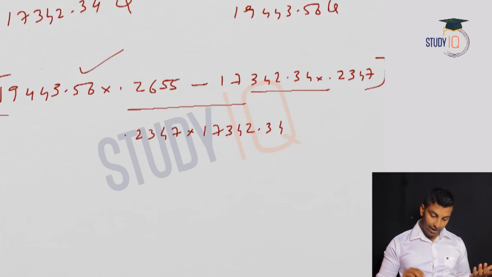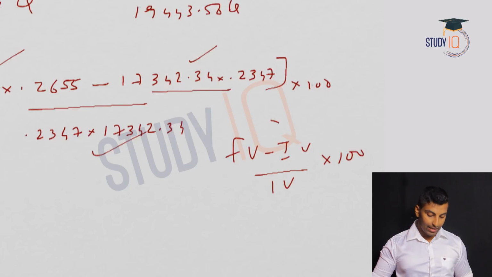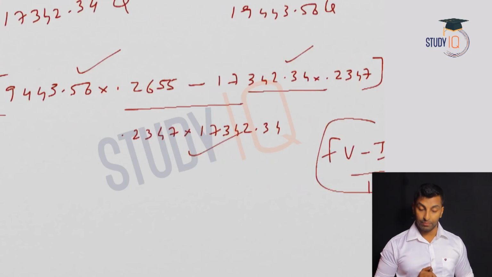This is the final value, this is the initial value, divided by the initial value, into 100. What we have done is (final value minus initial value) divided by initial value into 100. Thus anyone can write, but how will you do the calculation? We can use the same method that we have learned just before.